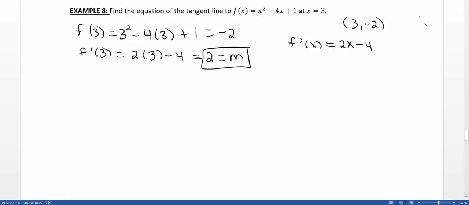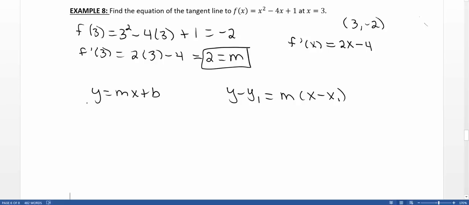The derivative tells us the slope of the tangent line. So now I need to take my point, (3, -2), and my slope, 2, and put that together to find the equation of the line. The equation of a line can be written as y = mx + b, or y - y1 = m(x - x1).